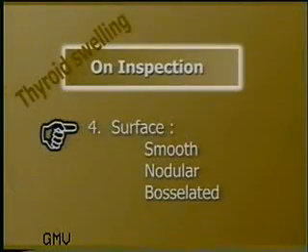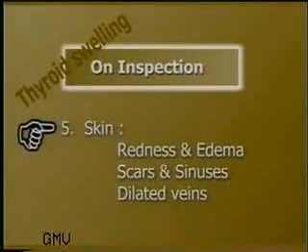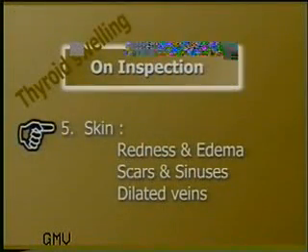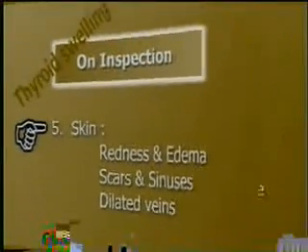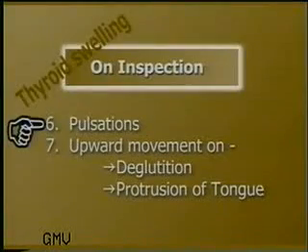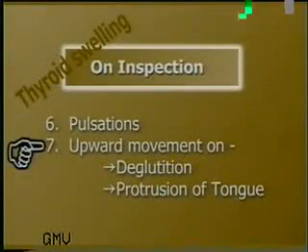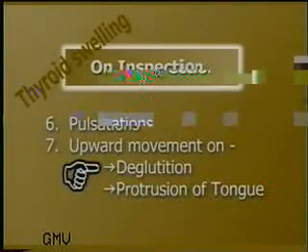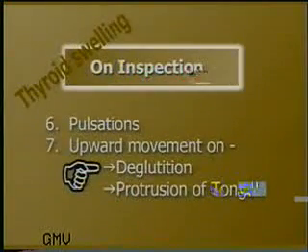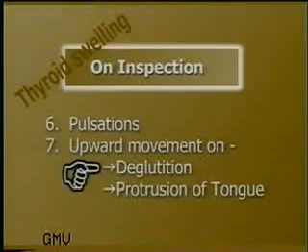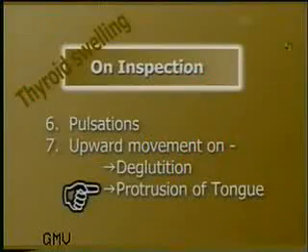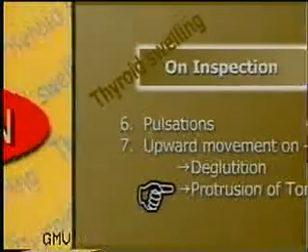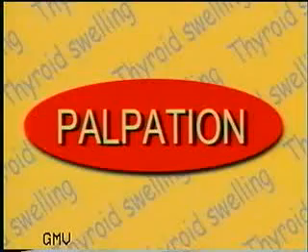Then inspect the surface, whether smooth, nodular, or bossellated. Then inspect the skin over the swelling for redness and edema, scars and sinuses and dilated veins. Look for any visible pulsations in the swelling. Then ask the patient to swallow and look for an upward movement of the swelling during deglutition. And lastly, if the swelling is close to the midline, look for an upward movement of the swelling on protruding the tongue. Now let us proceed to palpation.